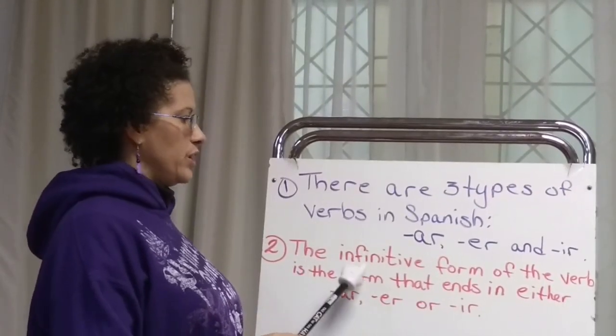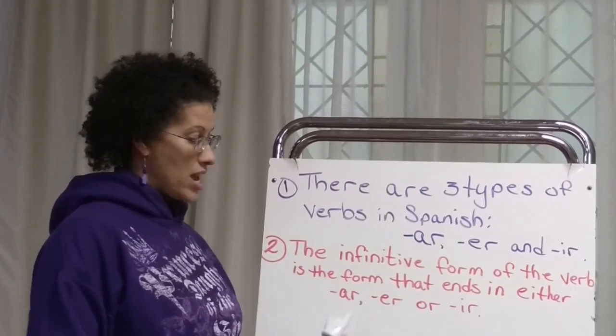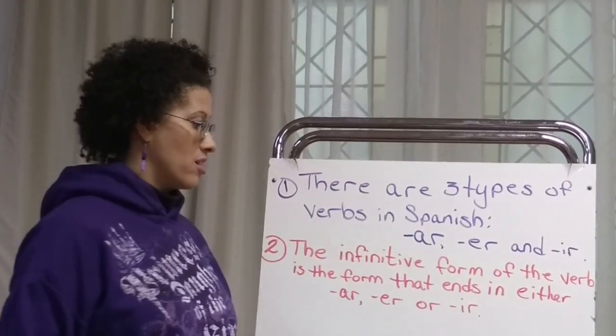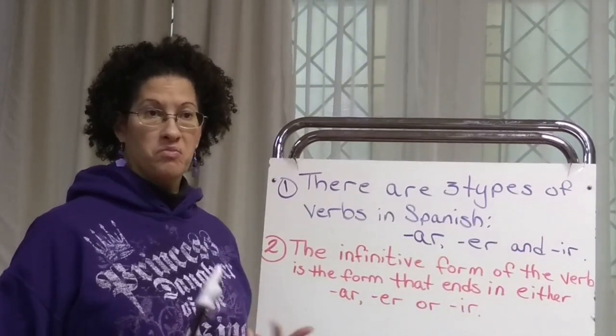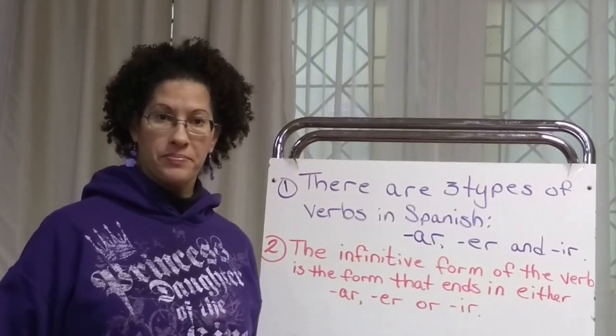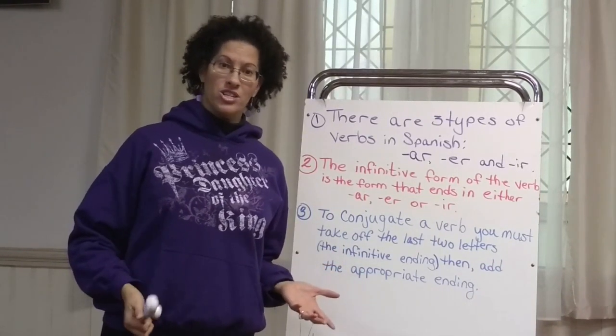Here we go. The infinitive form of the verb is the form of the verb that ends in either AR, ER, or IR. I call it the "to" form of the verb, as in to sing, to walk, to run. So that leaves us to finally answer the question, how do you conjugate a verb?